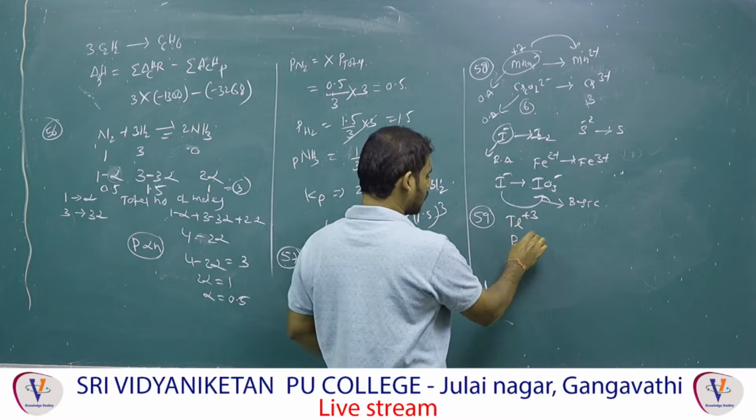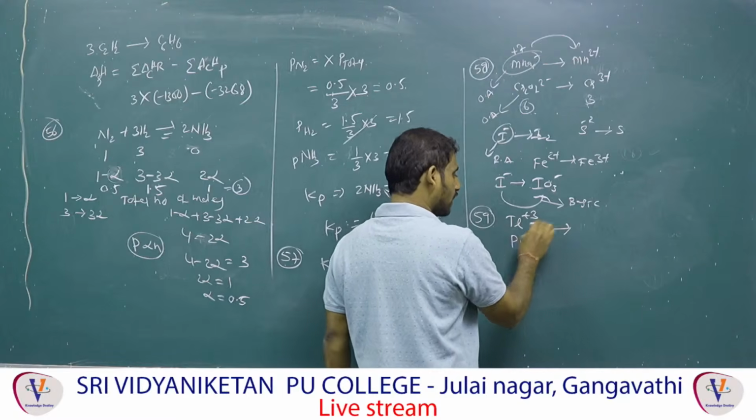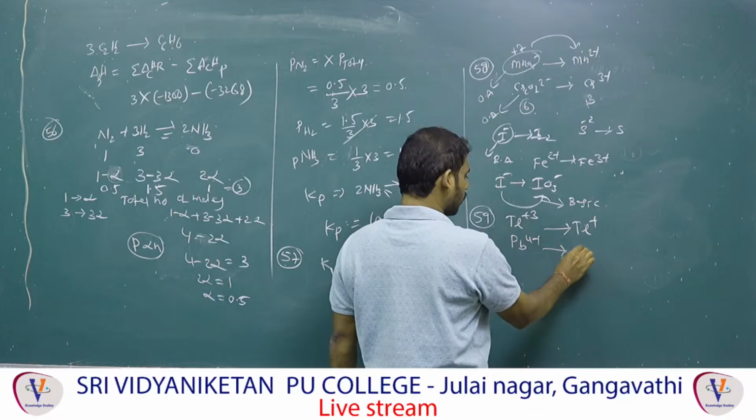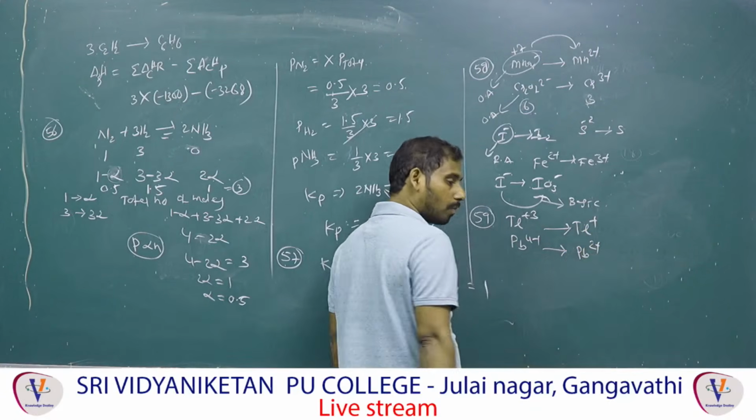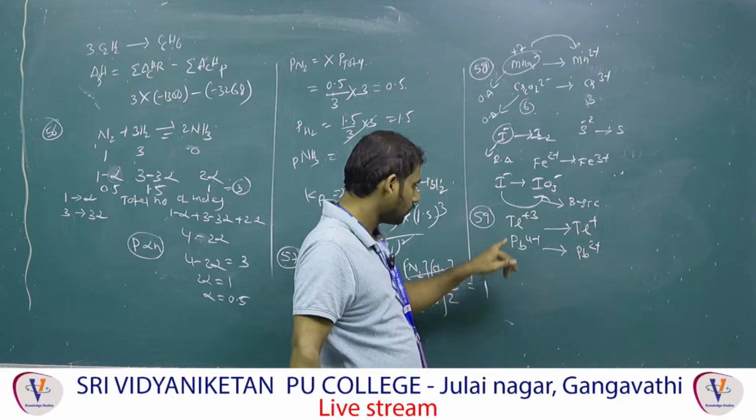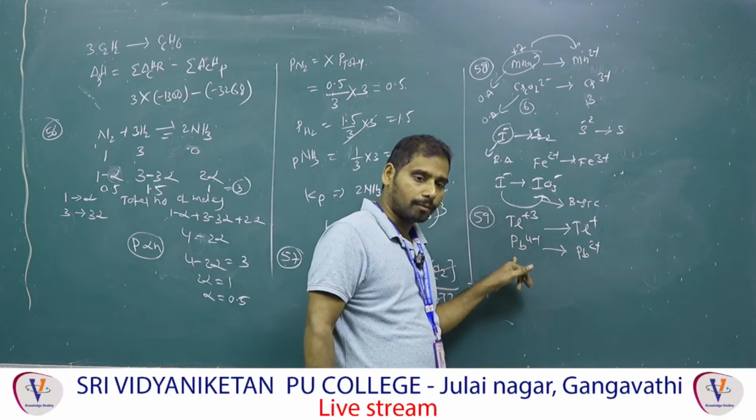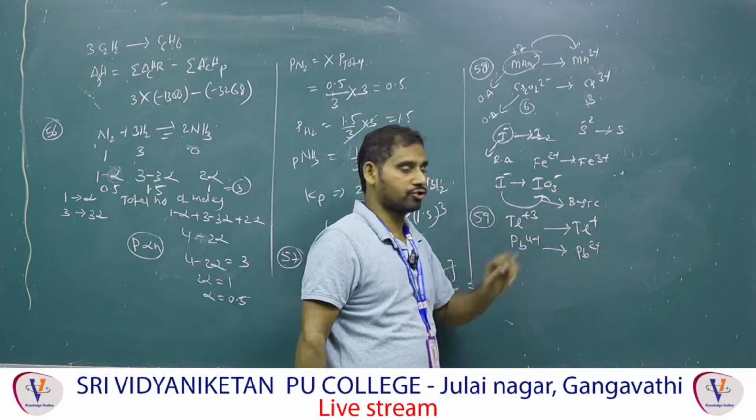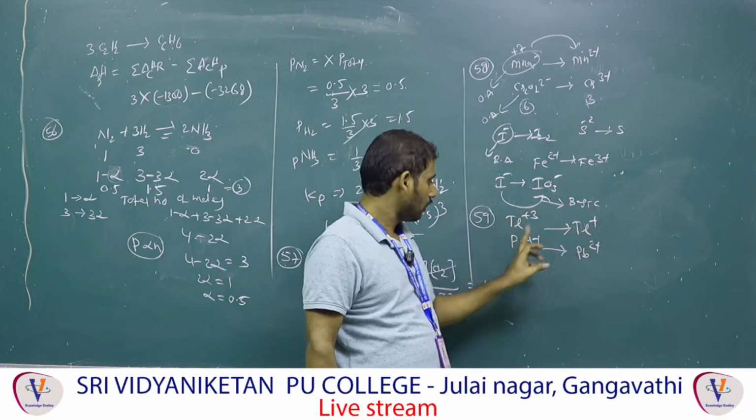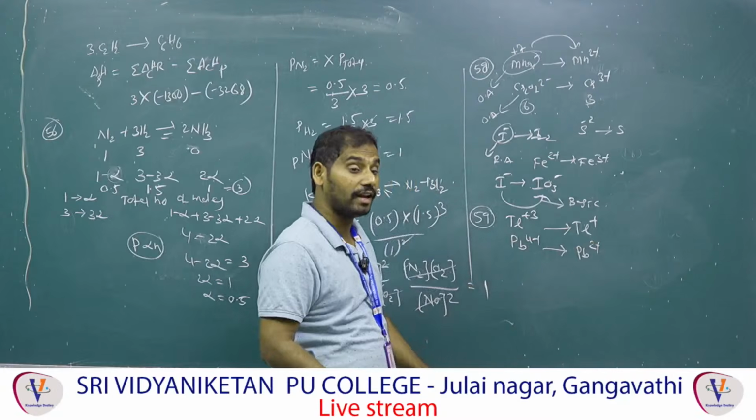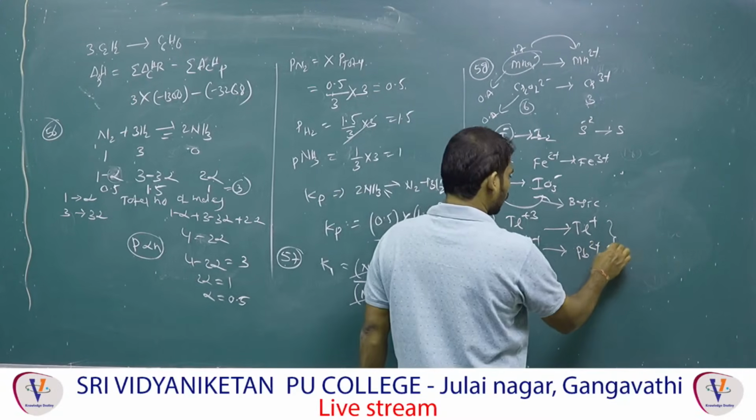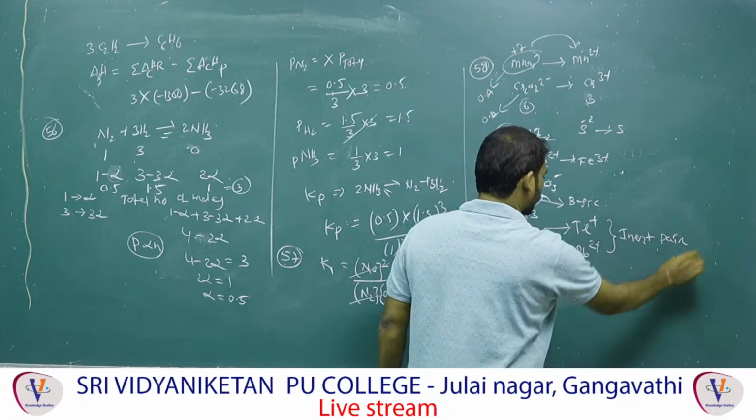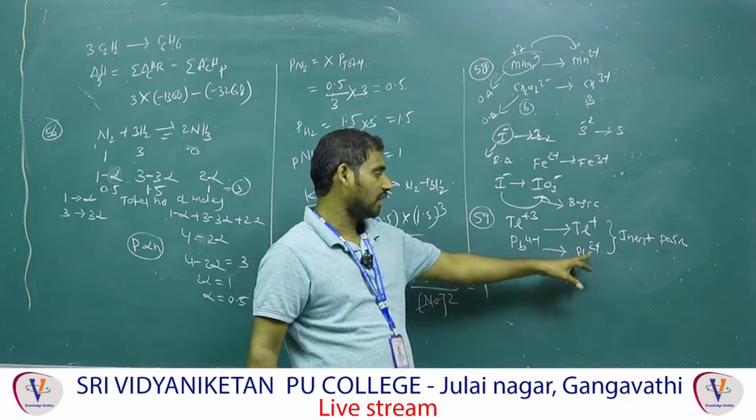Sorry, Pb plus 4. Thallium plus 3 changes to thallium plus 1 only now. Pb plus 4 changes to Pb plus 2. Because thallium and lead are stable at plus 1 and plus 2. Thallium is stable at plus 1, lead is stable at plus 2 because of the inert pair effect.